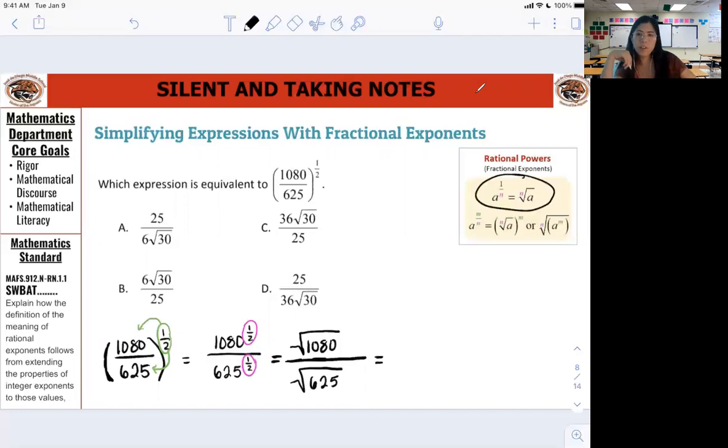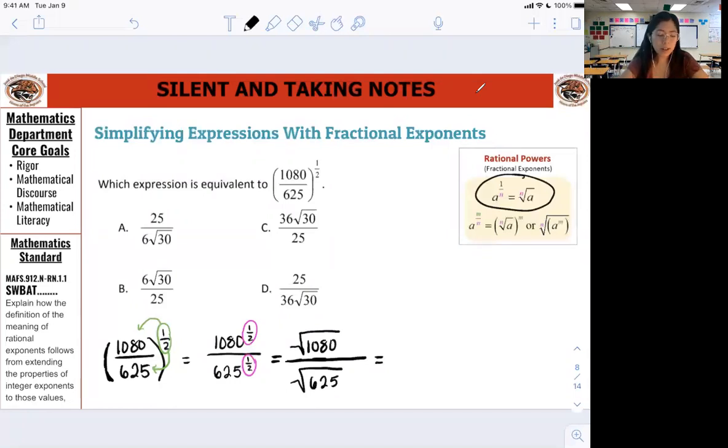Matter of fact, go into your calculators. I'm going to let you cheat so that we understand. Go ahead and open up a calculator and try it. What is the square root of 1080? Oh no, the numerator. The square root of 1080. A decimal. Yeah, we get this long decimal, right? So the numerator, we're going to simplify that one.